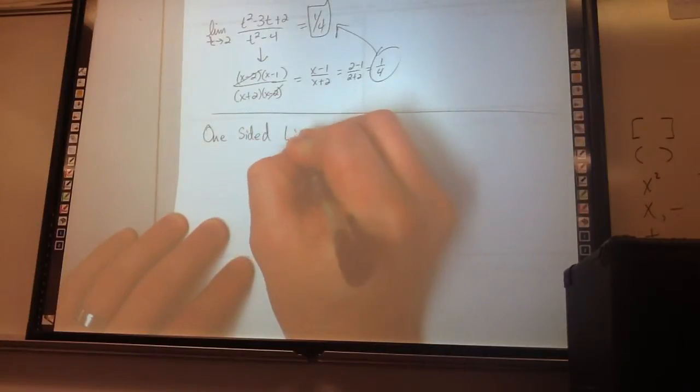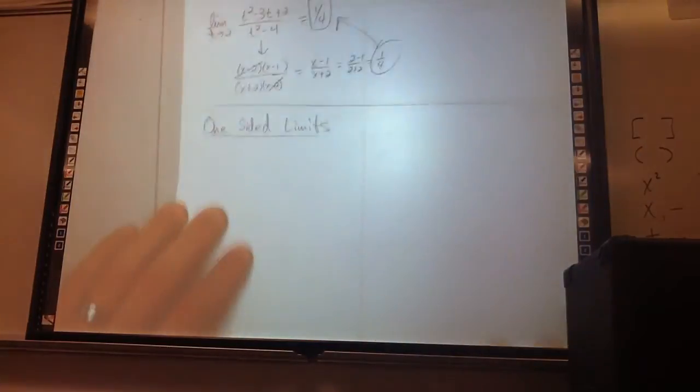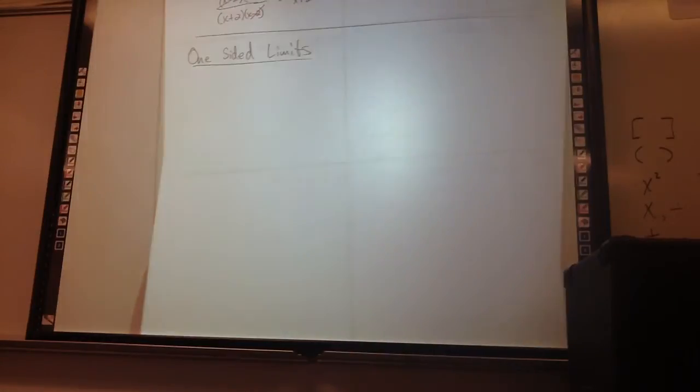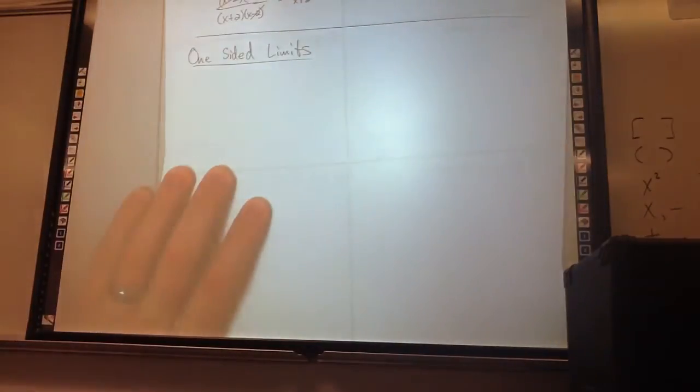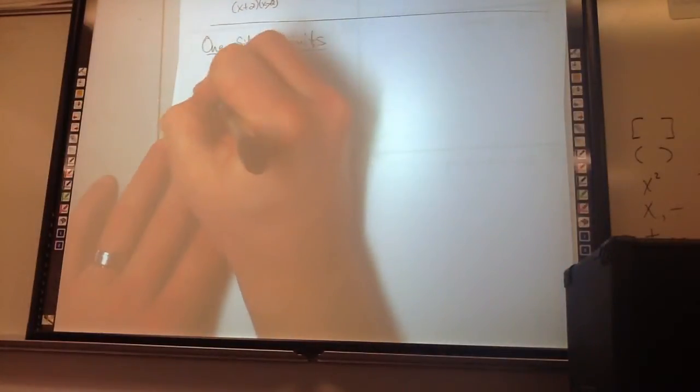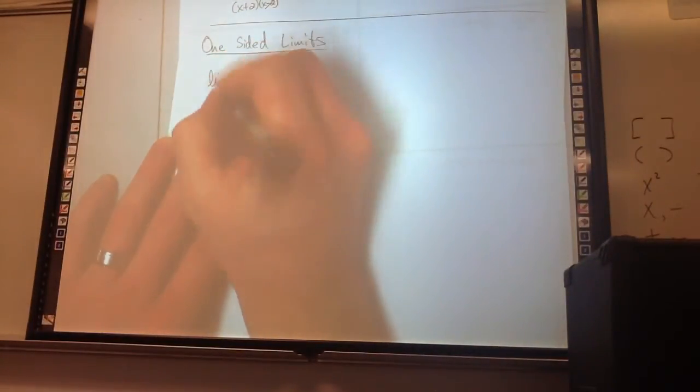One-sided limits. So up until now, all we've been doing is two-sided limits. Now we're gonna have one-sided limits. It sounds easier, doesn't it? I think it is. The way that's written is like this.